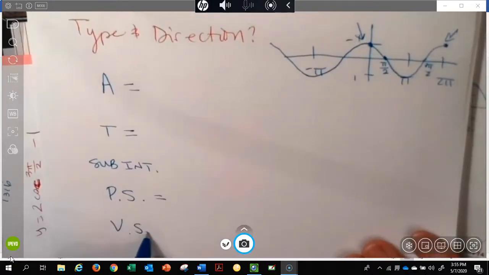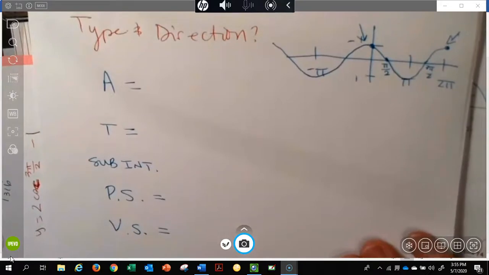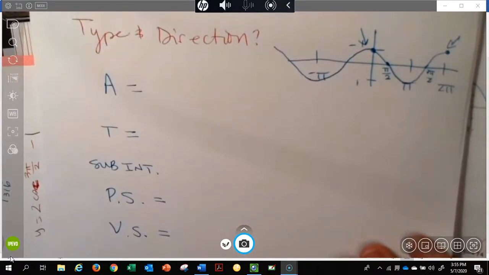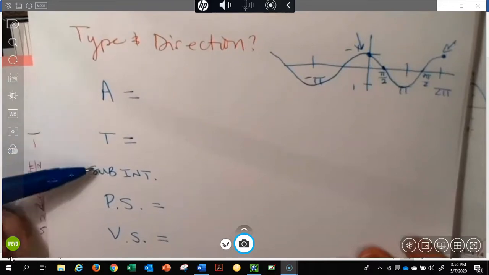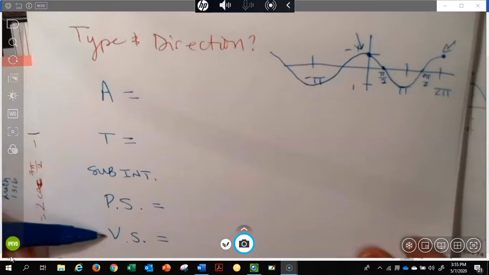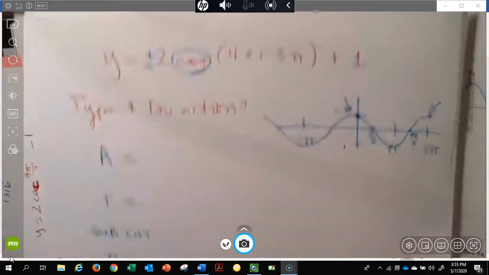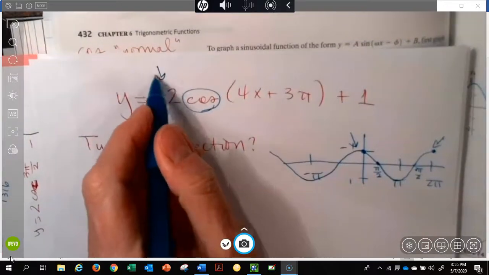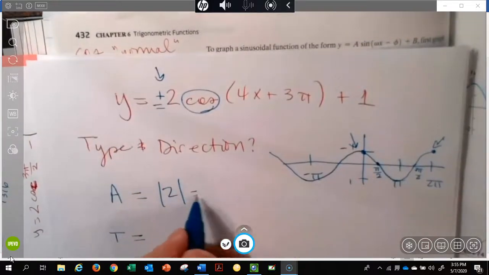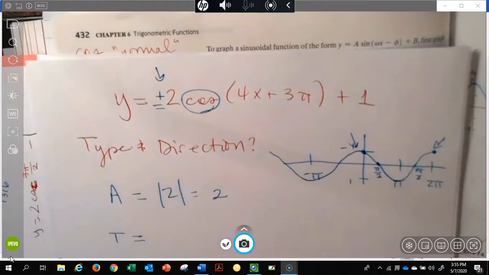But then I'd also like to throw in vertical shift. And this is what it's going to look like for you on our tests. I will ask you to tell me the amplitude, period. You don't have to do this one, but I think you should. And I'll ask you to identify the phase shift and the vertical shift. So here we go. For amplitude, it's going to be the absolute value of that number right there. And the absolute value of 2 is 2.